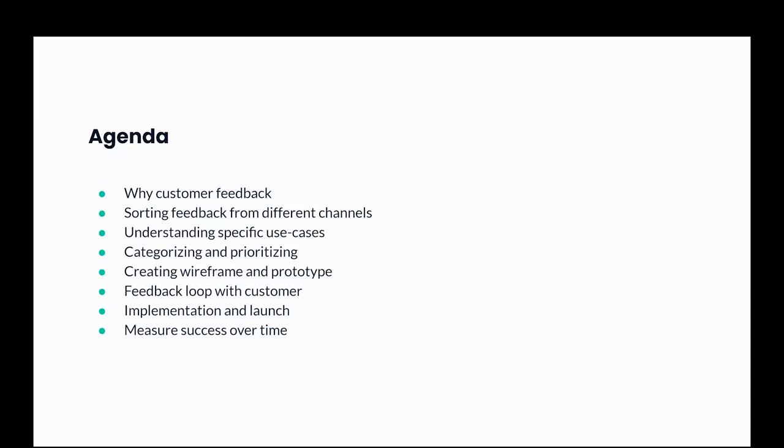We are going to start with why do we really need customer feedback? We will then cover a lot of different aspects of going through the flow of translating the feedback that we can collect from different channels to actually deliver the product. Starting with how to sort feedback from different channels, understanding specific use cases, categorizing and prioritizing the feedback that we get from the customers, creating wireframes and prototypes, feedback loop with customers, implementation and launch, and how do we measure success over time.